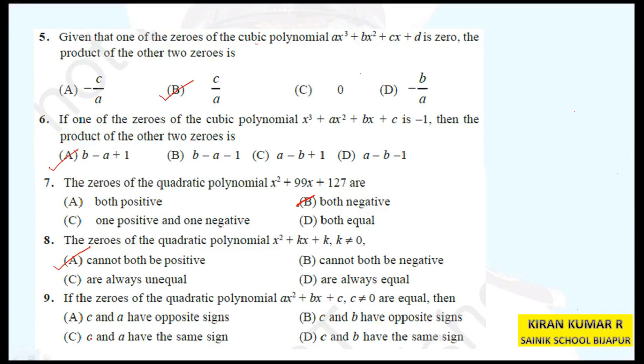Have a look at question 9. If the zeros of the quadratic polynomial ax square plus bx plus c, where c not equal to 0, are equal, then option A, c and a have positive signs. Option B, c and b have positive signs. Opposite signs, not positive, opposite signs. C and A have the same sign. C and B have the same sign.